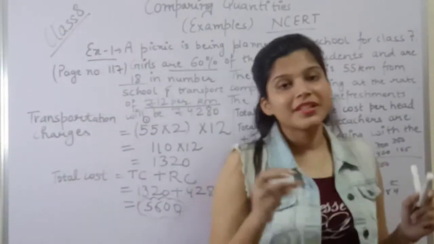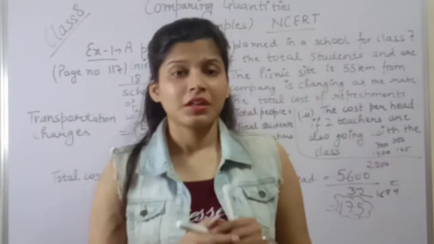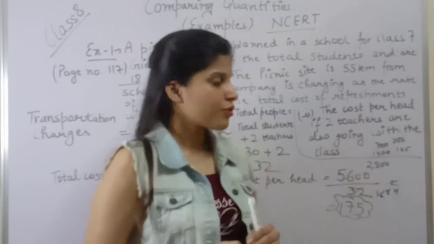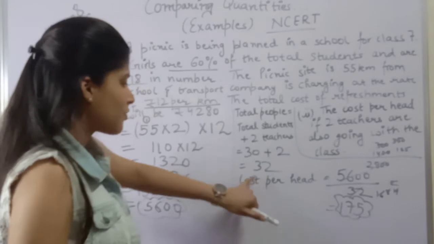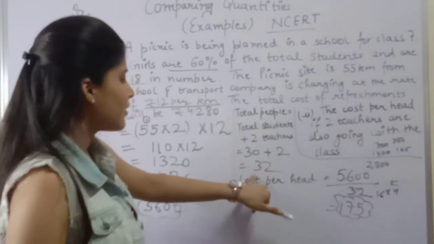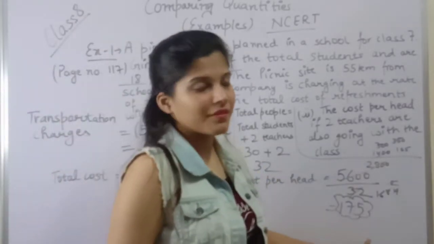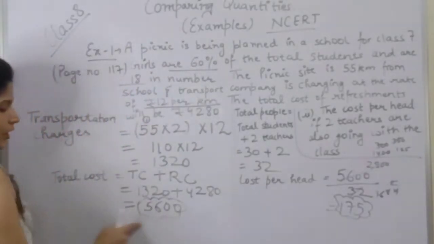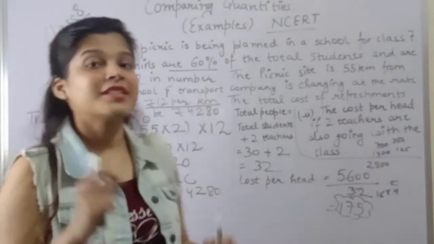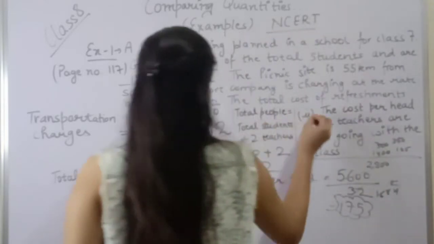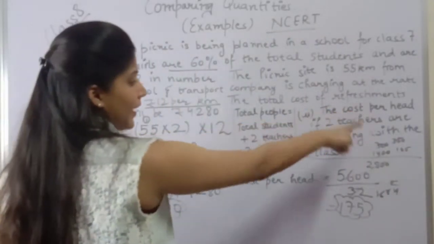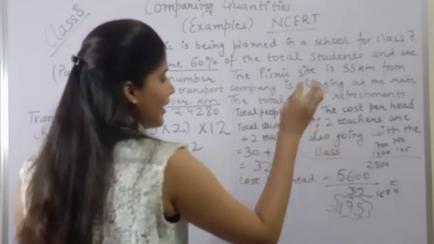Means 175 rupees per head इस ट्रिप का चार्ज है. So total 32 people are going on the trip. So it means on the picnic. So it means 32 into 175 करके we can calculate the total cost, which will come out to be 5600. Okay, so children, in this part what we did, we were asked to find the cost per head if 2 teachers are also going with the class.